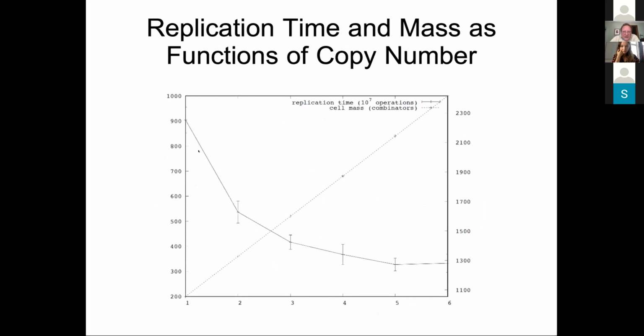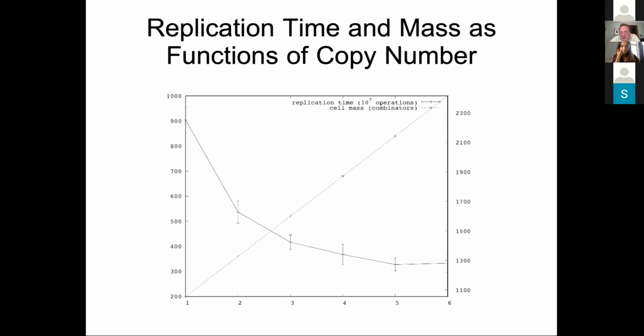Okay. So this is our experimental results. Over here we have the mass of the cell, and you can see as the copy number of the B and E programs is increased, the mass steadily increases. And this is the replication time in operations.